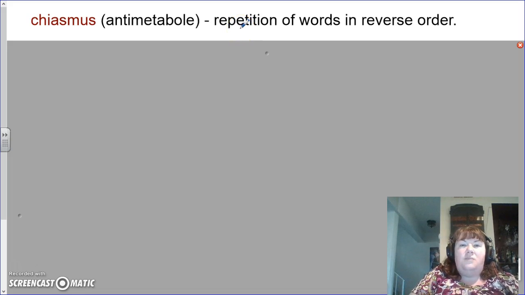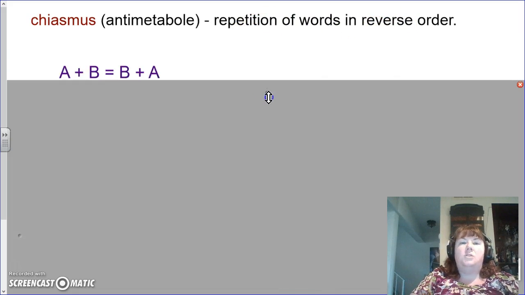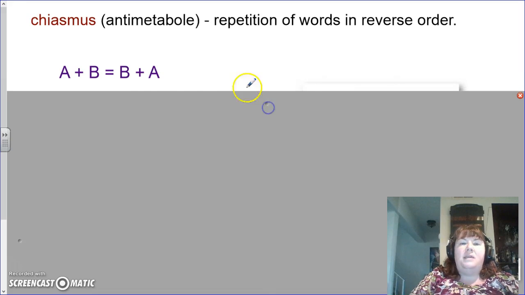I think it's fun, especially if you're a math person, because this is where we get to start playing with math concepts. Repetition of words in reverse order. Okay, so let's look at this math problem. This is the visual of chiasmus.